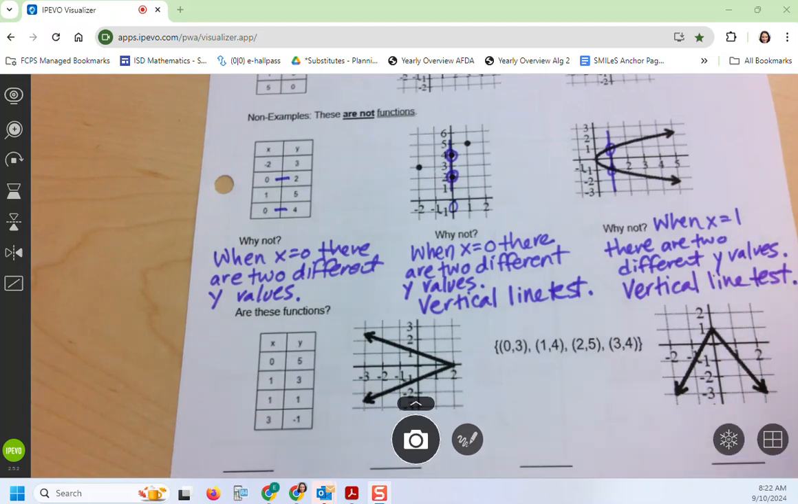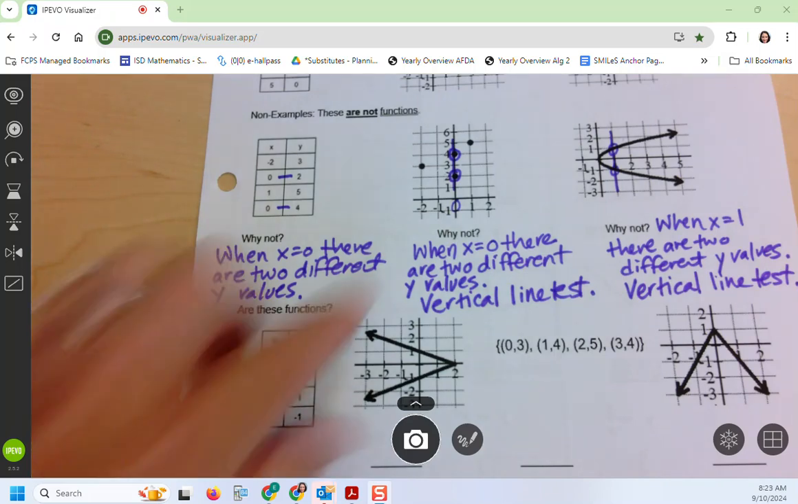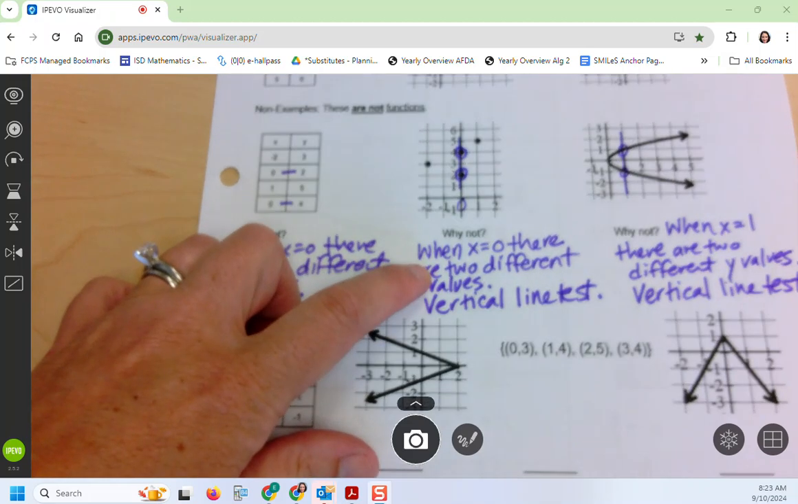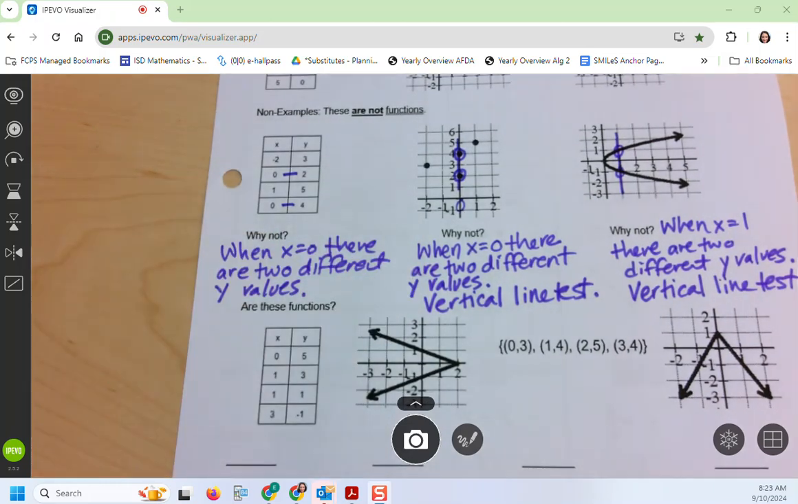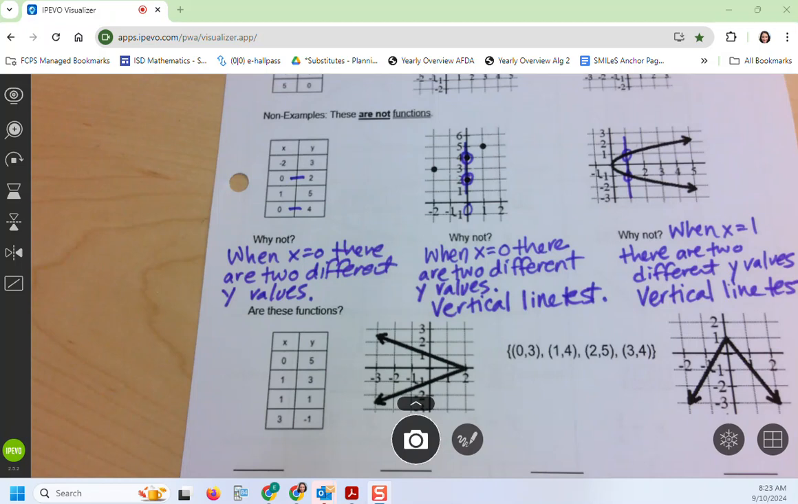Okay. So if it's a graph, you may just write vertical line test, and that's okay. All right, for your reason. However, if you write the other reason out, that is also acceptable. So I want you to take a minute and put yes or no for these four, and then I want you to answer why or why not.